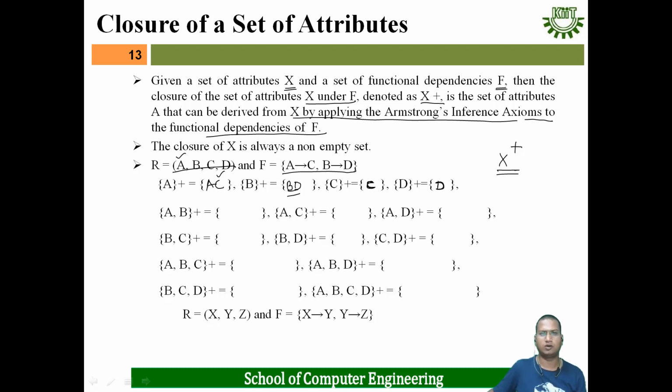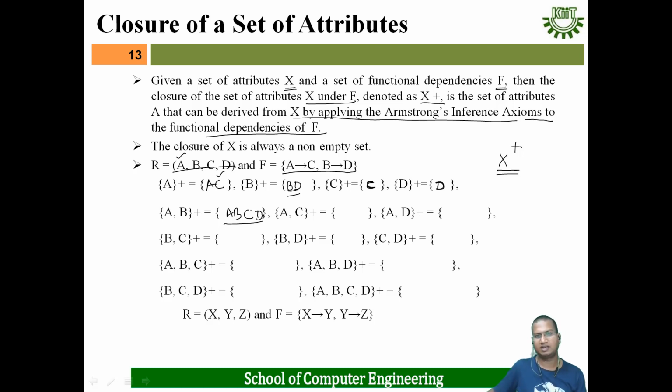Now we will find out AB closure. AB closure means AB first logically infers AB. Then from A we can infer C, so we can write C here. And from B we can infer D, so we write D here. All the attributes have come. That means AB can functionally determine all the attributes of this relation.